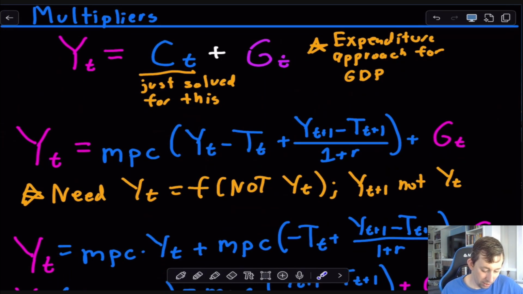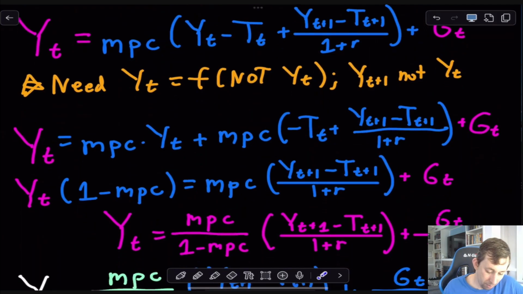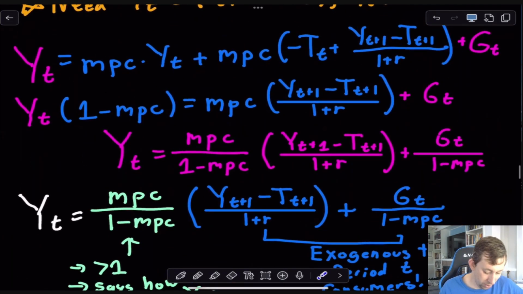The one thing I want to talk about just before we're done is multipliers. Multipliers come up a lot on tests and exams and those sorts of things, so they're important to know. What we need to do in order to get this multiplier is we need this Y_t function to be a function of things that are not Y_t. So see, we've got a Y_t in here, and so we need to sort of get that out of there. So what we're going to do is I'm going to expand this guy, multiply everything by the marginal propensity to consume, and then I'm just going to sort of isolate it.